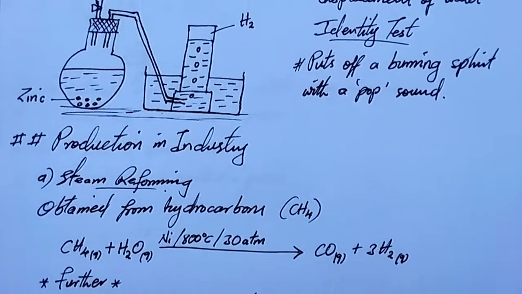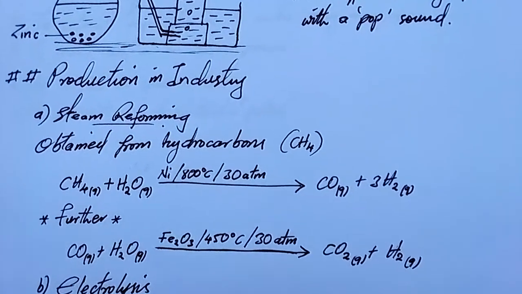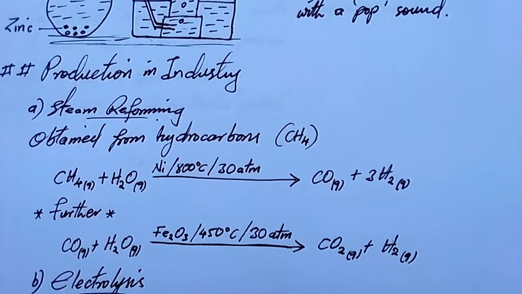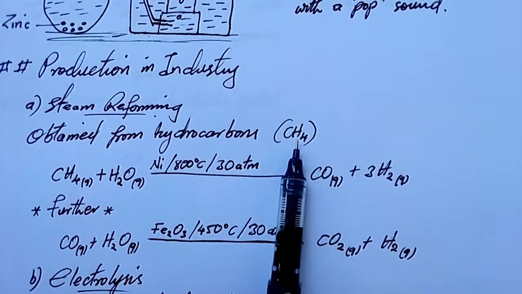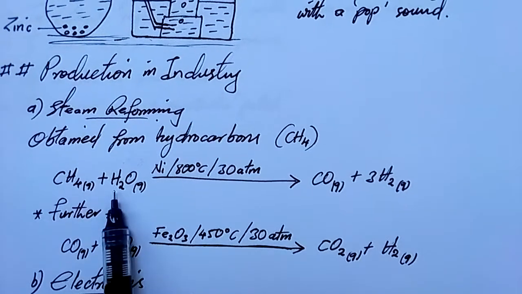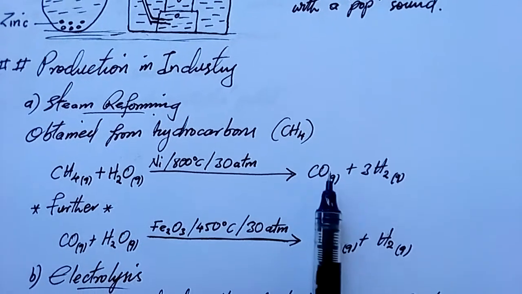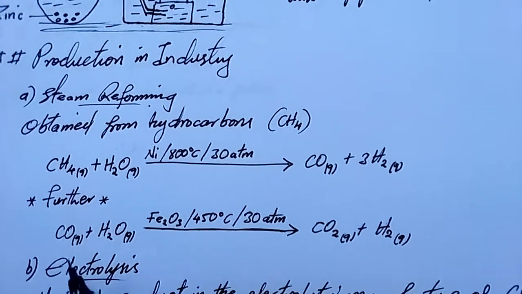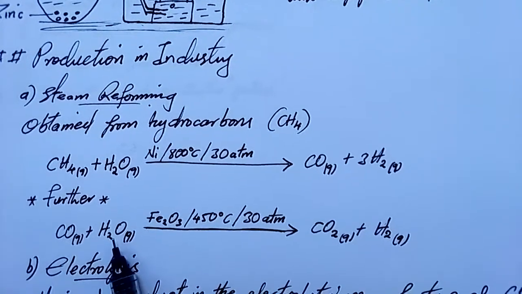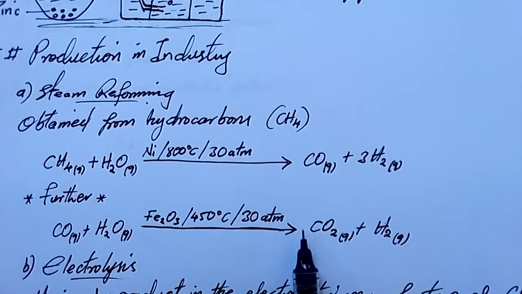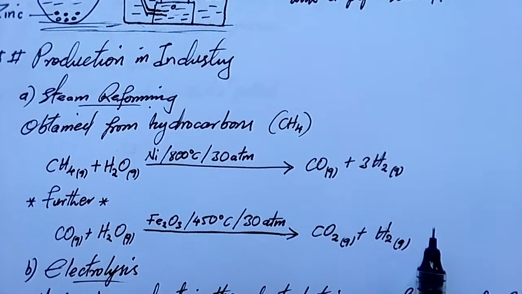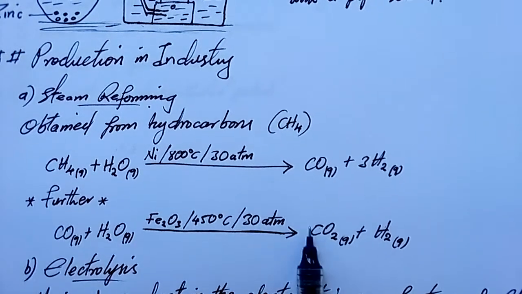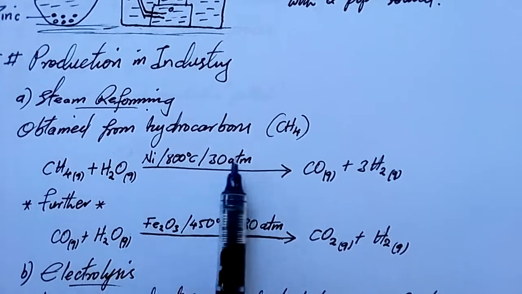Industrial production of hydrogen, the main process, or the first one, is by steam reforming, obtained from hydrocarbons. The main example here is methane. Methane reacts with water gas, which is steam, to produce carbon monoxide and hydrogen gas. The hydrogen gas is obtained. Further, the carbon monoxide is reacted with further steam, and then carbon dioxide is obtained, then more hydrogen is obtained. So you can either make a straightaway equation of this reacting with water to give you carbon dioxide, then balance it accordingly, or do it in parts like this.